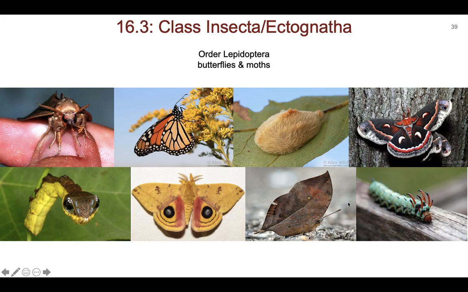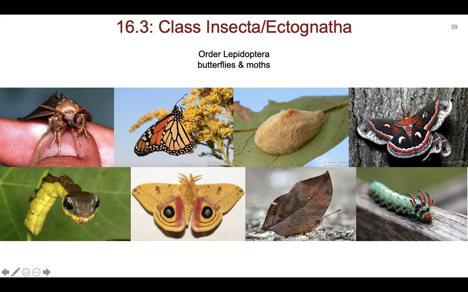And then there's order Lepidoptera. This is, again, another really diverse group of insects. This includes butterflies and moths. This is a vampire moth that is drinking blood out of someone's finger with its knifey proboscis. This is a monarch butterfly. Hopefully y'all recognize that. This is a caterpillar of the flannel moth. You do not want to touch these. They will hurt you a lot.